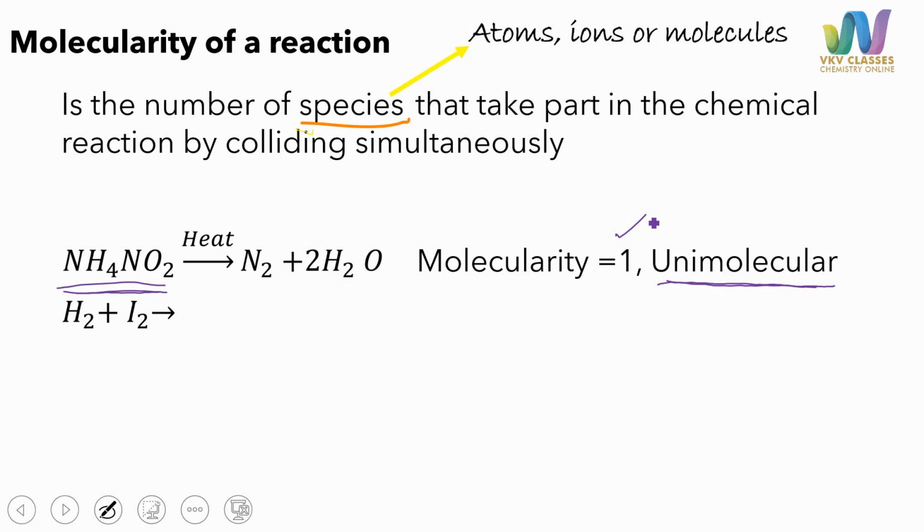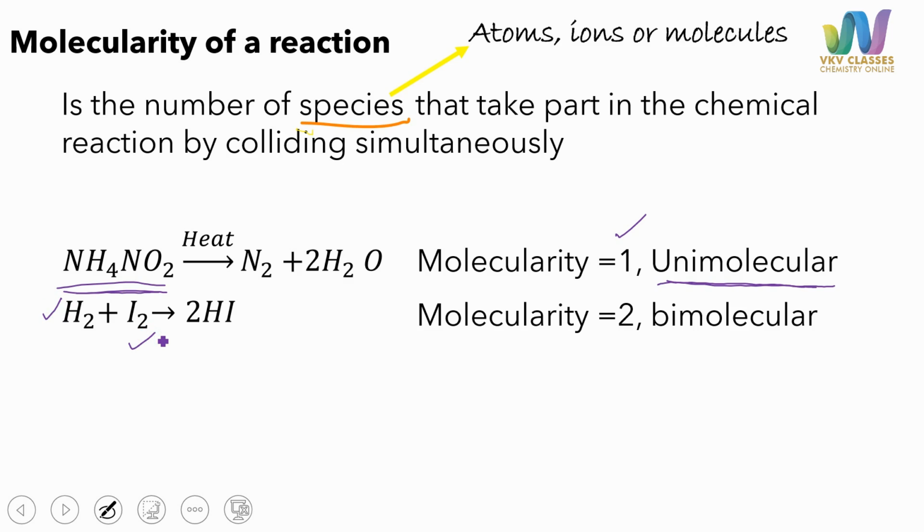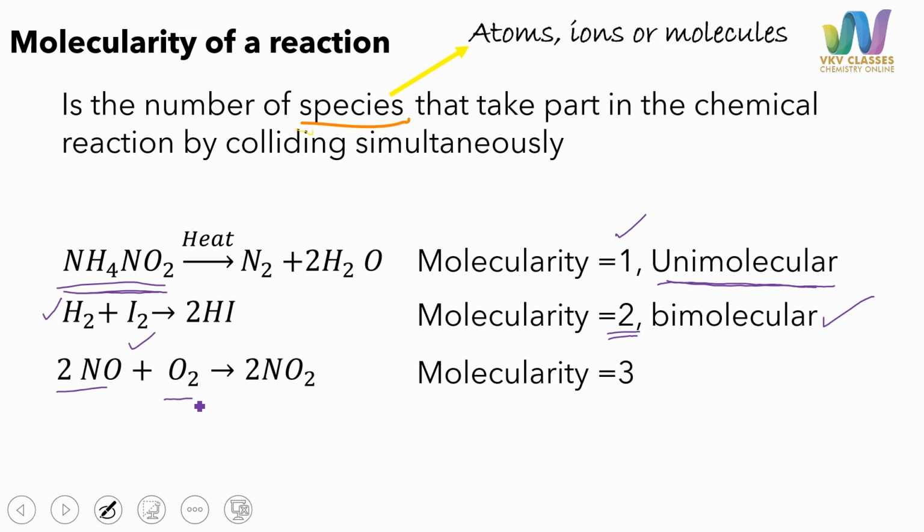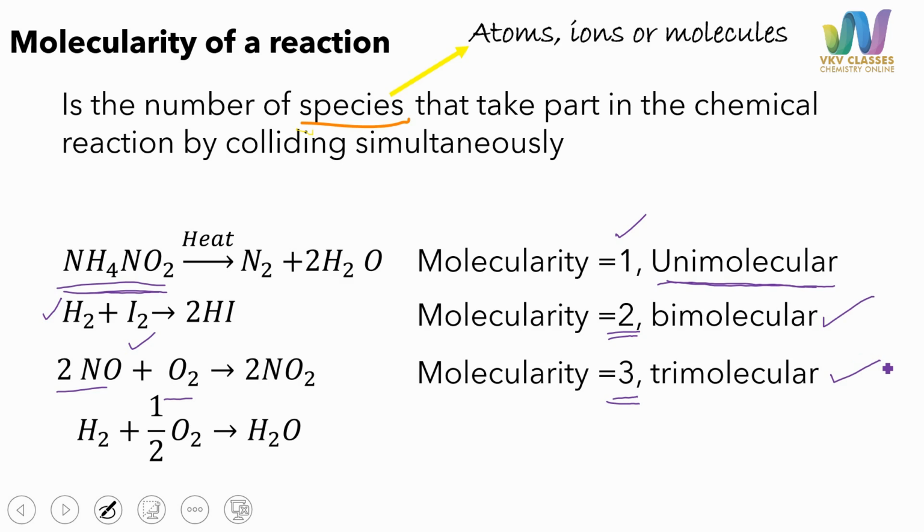Another example, hydrogen combines with iodine forming hydrogen iodide. Here two molecules are colliding. One is hydrogen molecule, another is iodine. So molecularity is equal to 2, or we call this a bimolecular reaction. 2NO plus O2 gives 2NO2. Here totally 2 molecules of nitric oxide and 1 molecule of oxygen are taking part. So molecularity is 3, or we call it a trimolecular reaction.